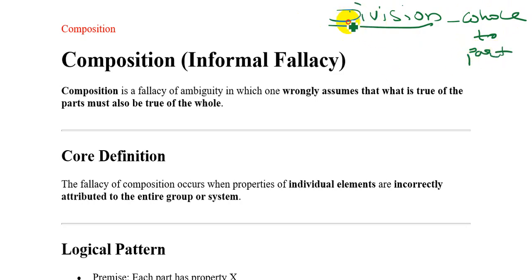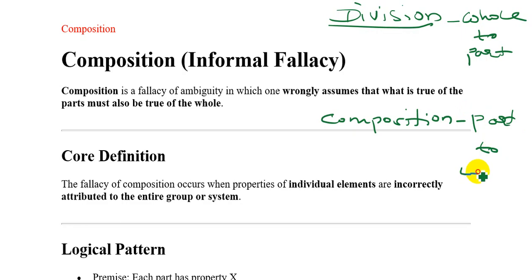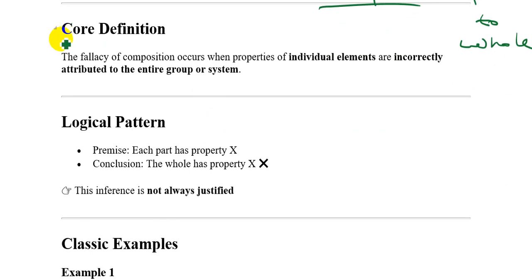And of course composition means to compose, to make. So how can you make? You can only make from parts. So part to whole. Okay, this is how you have to remember composition and division. So composition is a fallacy of ambiguity in which one wrongly assumes that what is true of the parts must also be true of the whole. So the fallacy of composition occurs when properties of individual elements are incorrectly attributed to the entire group or system.